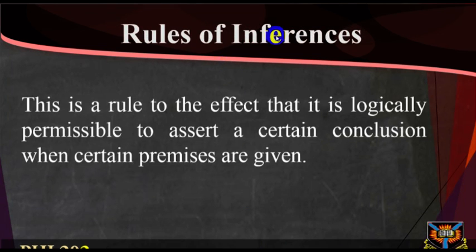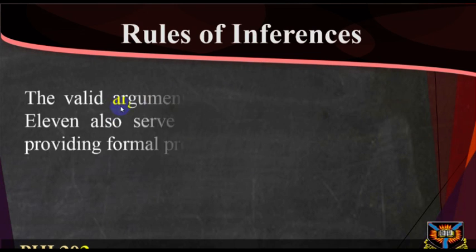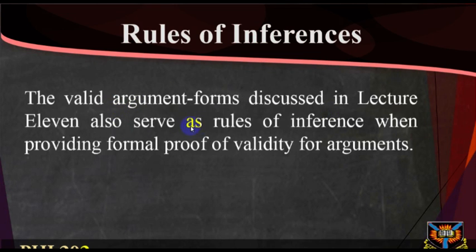Rules of inference. A rule of inference is a rule to the effect that it is logically permissible to assert a certain conclusion when certain premises are given. The valid argument forms discussed in Lecture 11 also serve as rules of inference when providing formal proof of validity for arguments. Let us now look at some of these rules.